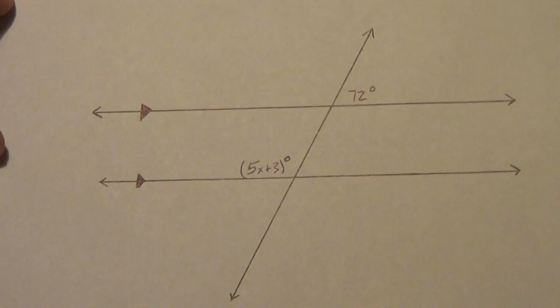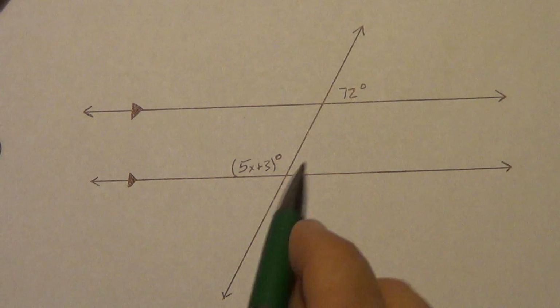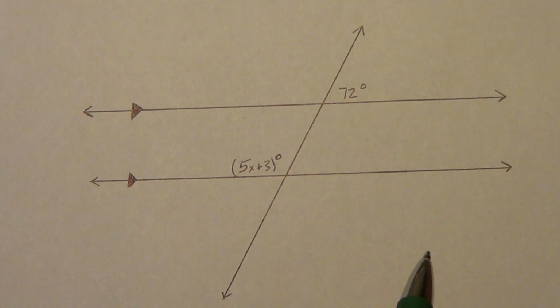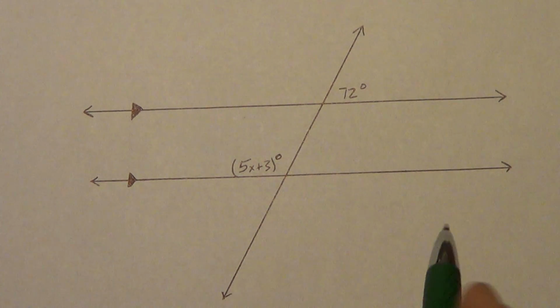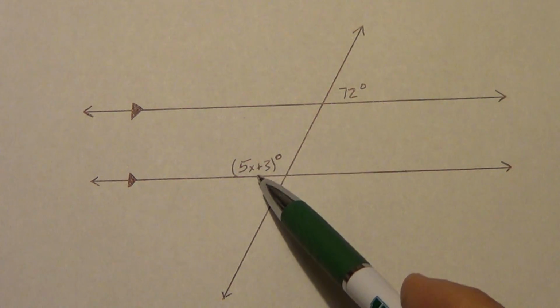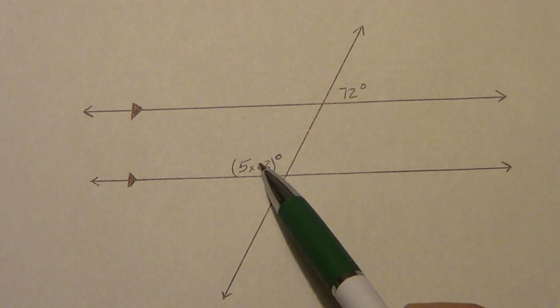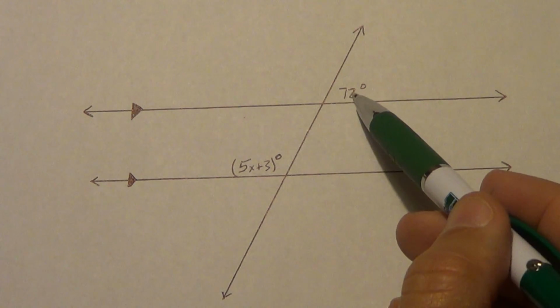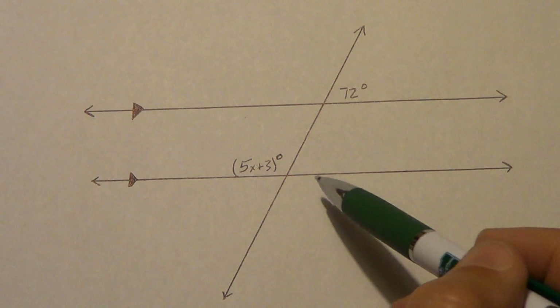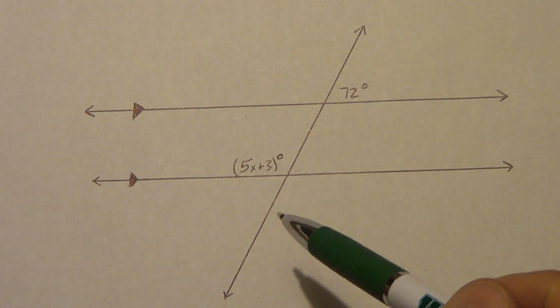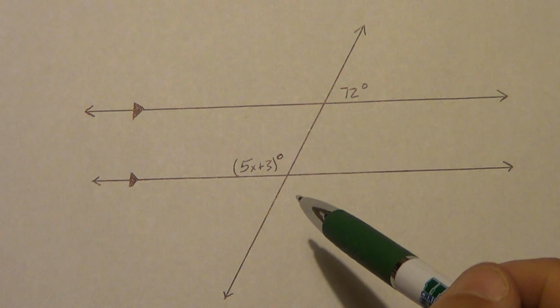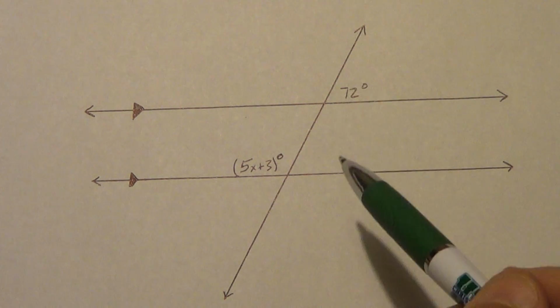Okay, let's look at this picture. Go ahead and copy it down real quick. That says 72 right there, and that says 5x plus 3. Okay, so get that copied down, then let's think about it. Are these corresponding? Nope, this is top right, this is top left. Are they alternate interior? No, that one's not interior. Are they alternate exterior? No, that one's not exterior at all. What about consecutive interior? Nope, that's not interior.